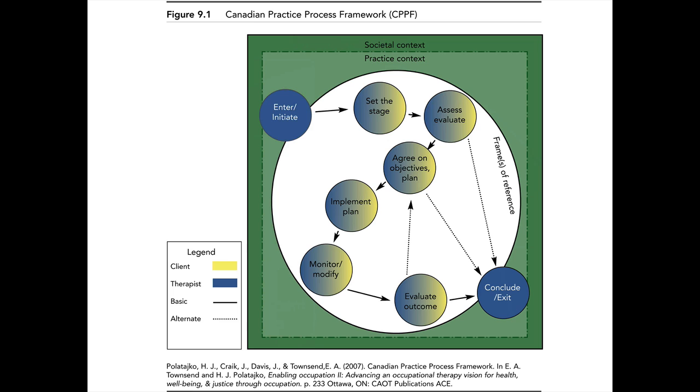And so what we will do this week is think in a bit more detail about some of those external or contextual issues, the societal and practice context as they're labelled here, and how they might influence the occupational therapy process as depicted in this diagram. We'll also think in a bit more detail about the different stages, and then over the next few weeks we're going to focus in on some of those stages in a bit more detail. So that's a very brief overview, very deliberately, because it's just about getting the broad picture of the Canadian practice process framework.